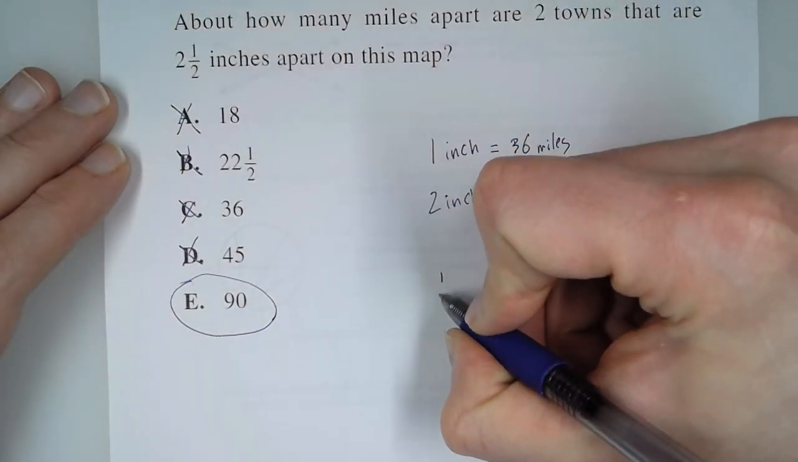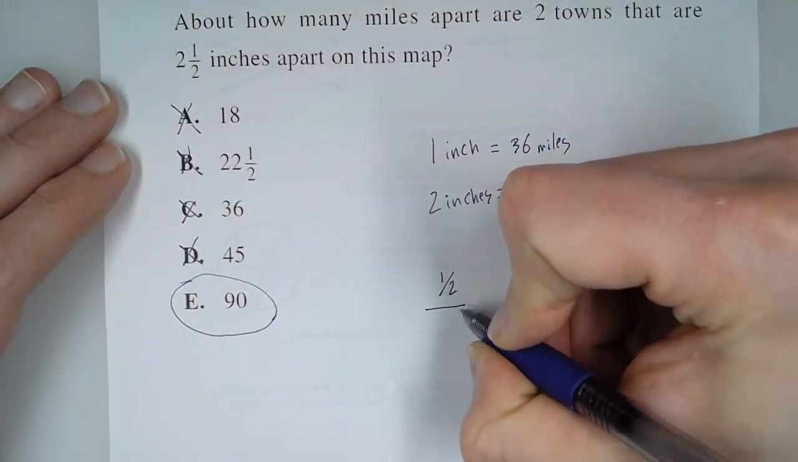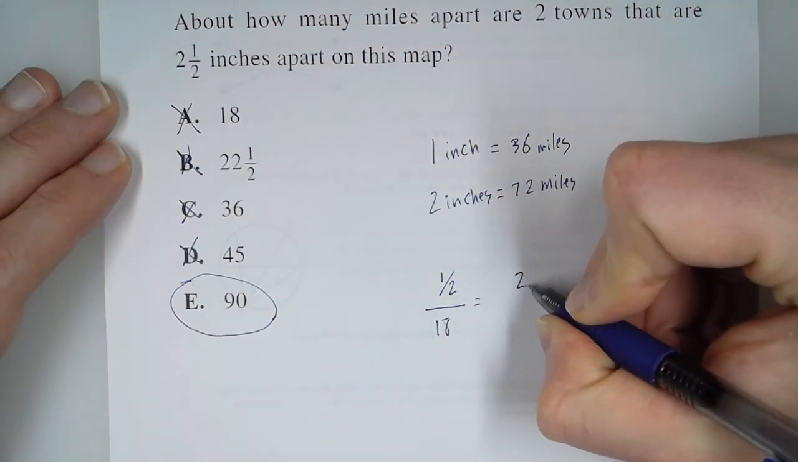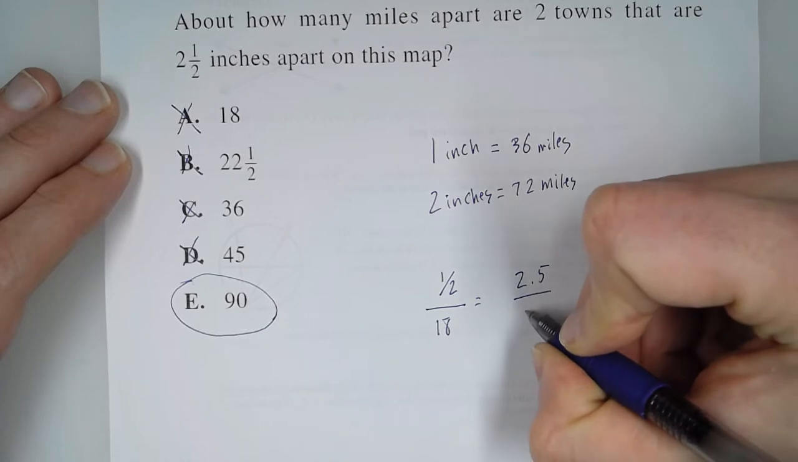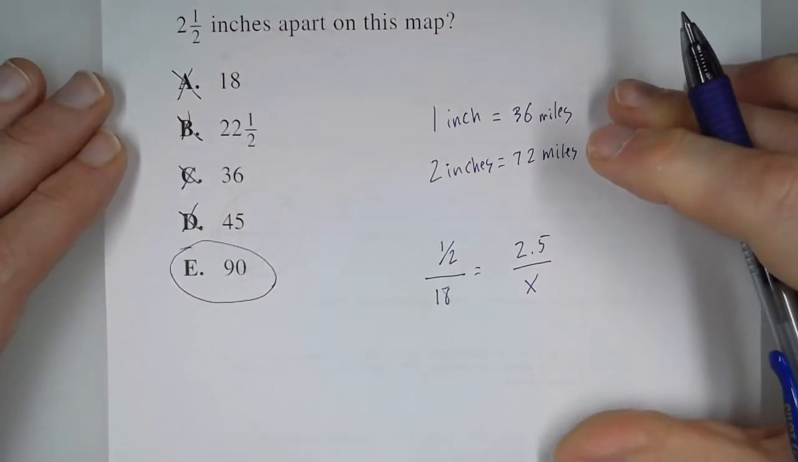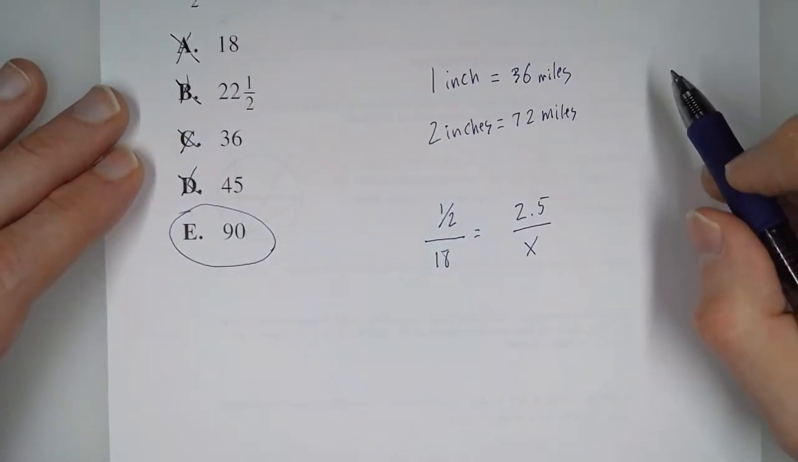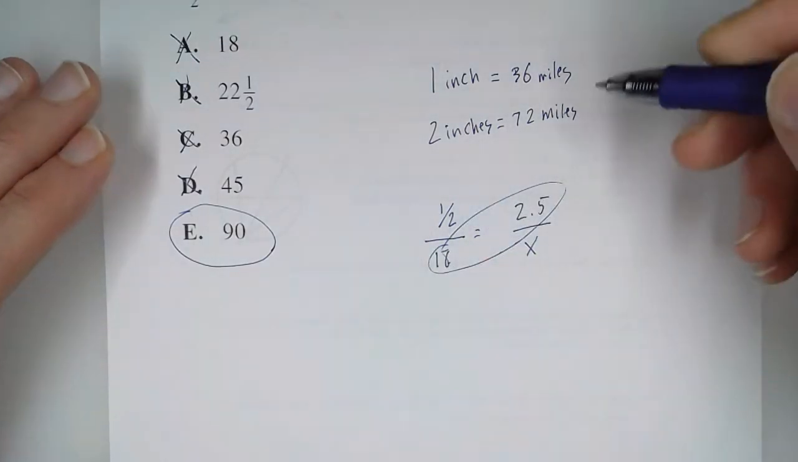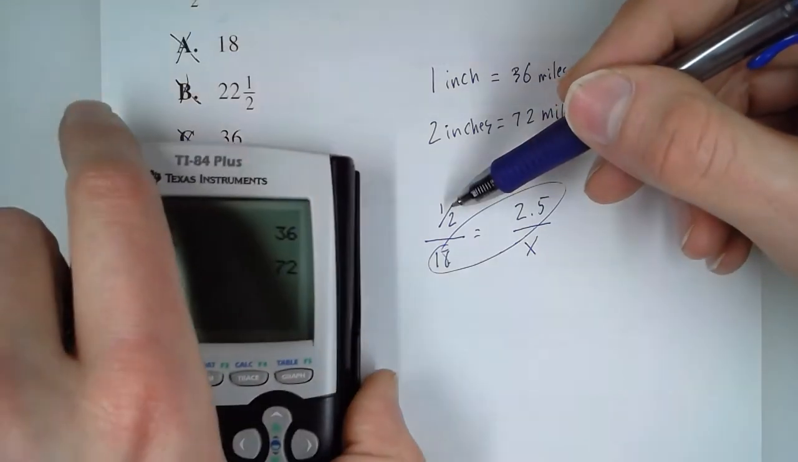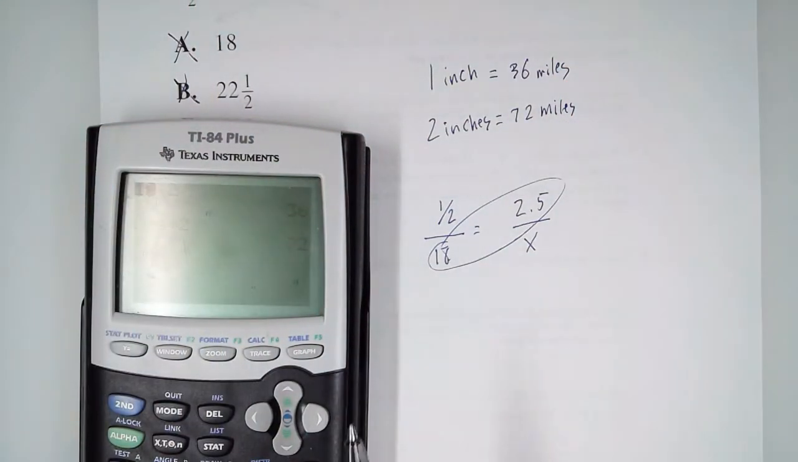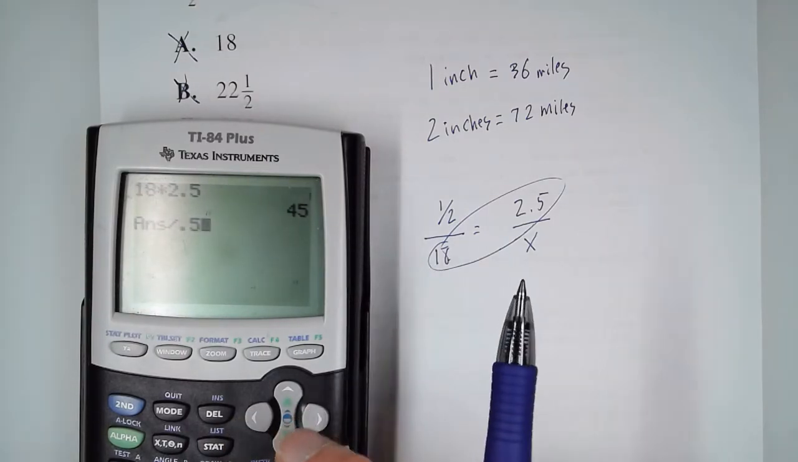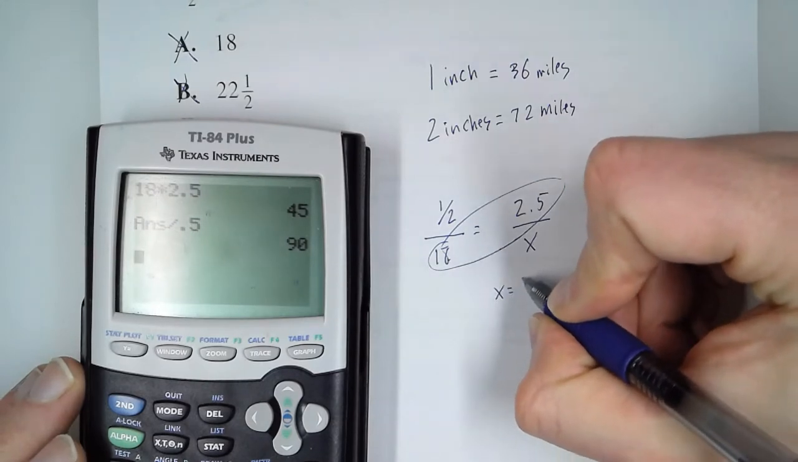You take 1/2 over 18 equals 2.5 over x. Now it's a proportion. And the way you solve a proportion is you cross multiply. That is, you multiply these two numbers and then divide by the one number you didn't circle. So let's see, 18 times 2.5 and then divided by 1/2 or 0.5. And you get x equal to 90.